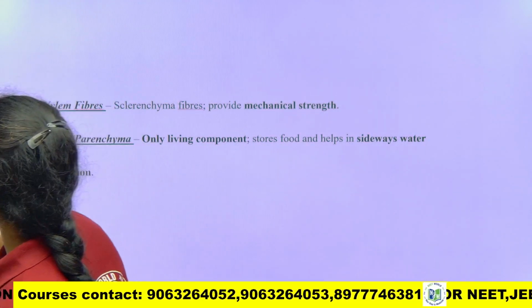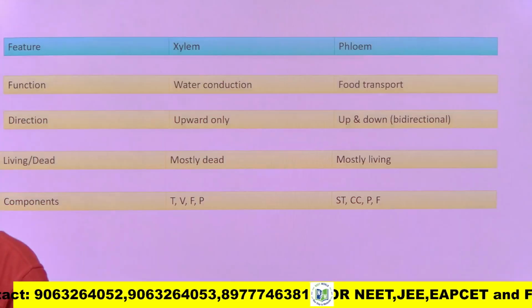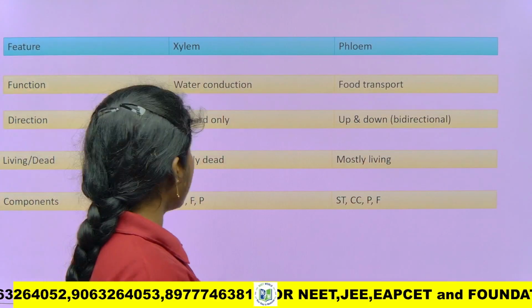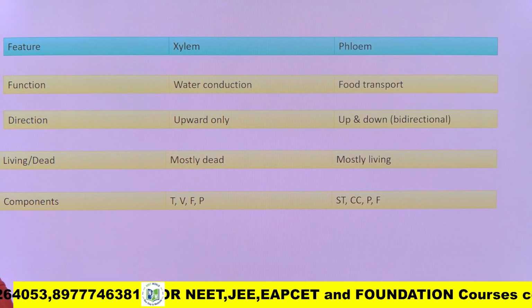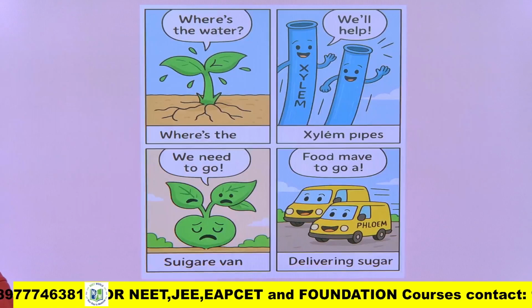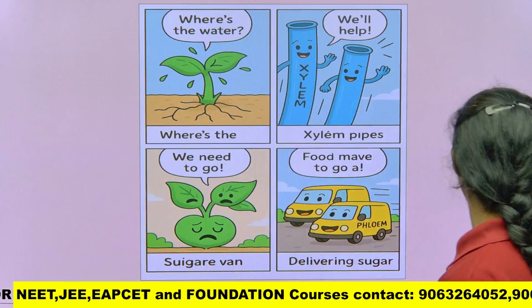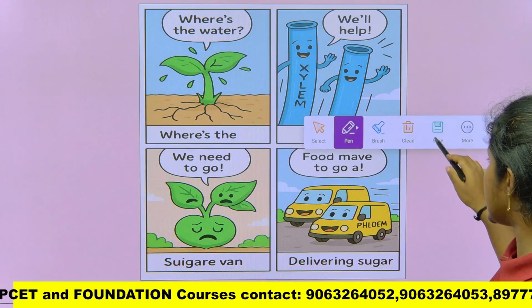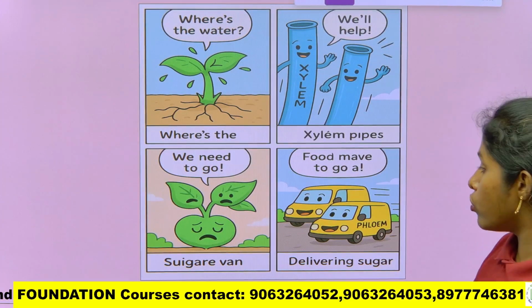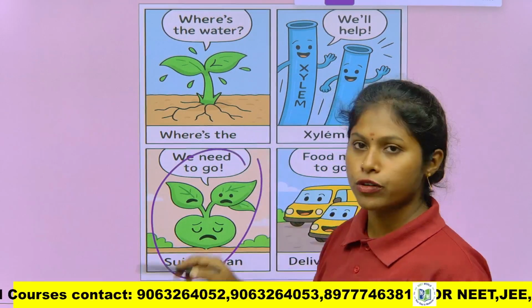Coming to the next one, phloem. See here, children, phloem are, we know, the delivery vans of the plant. Where is the food prepared, children? In the kitchen. And where will the food be transmitted to? All parts of the plant, right: roots, leaves, growing fruits, everything. The sugar, the prepared food, should travel.